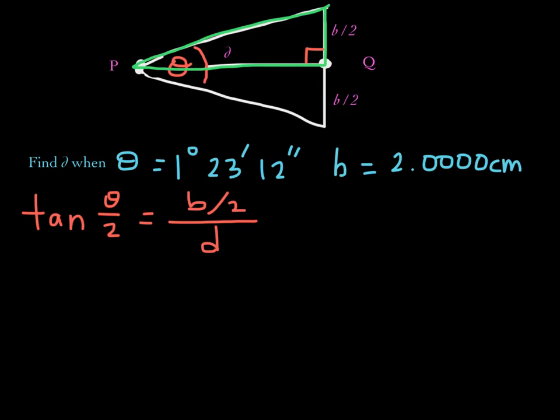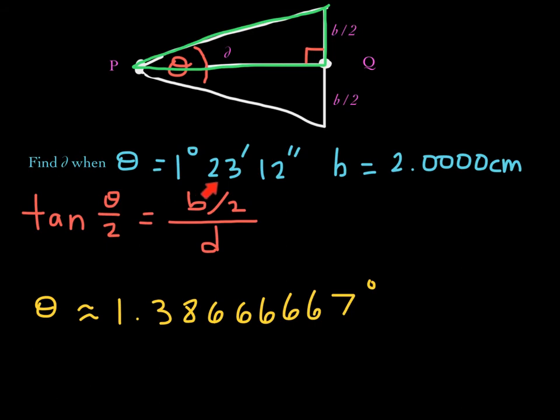What you may want to do when you start doing this calculation is change theta to decimal degrees. If you do that, you'll find that theta is approximately equal to 1.386666667 degrees, right? And that's what theta is, 1 degree, 23 minutes, and 12 seconds in terms of decimal degrees, all right? So keep that handy. Now, what we want to do is work with this and isolate D. So can we do that together?